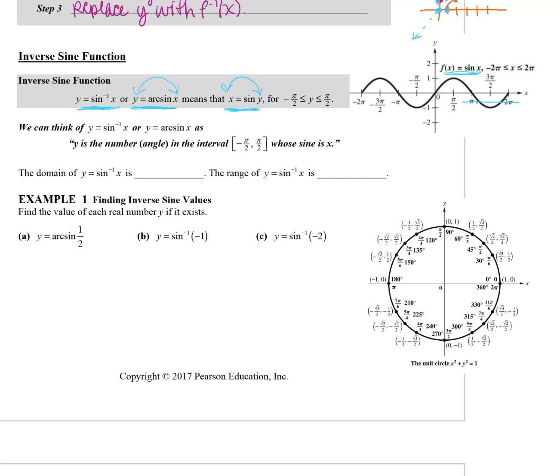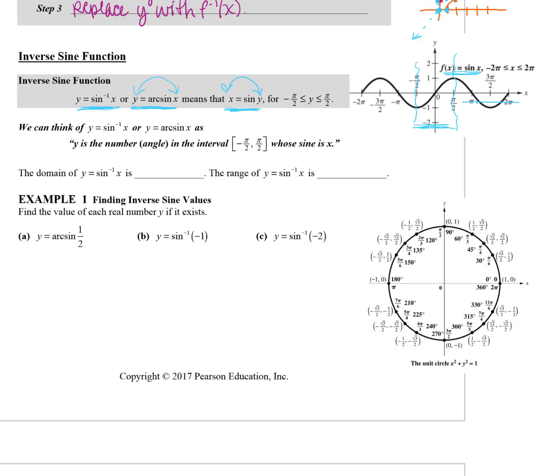What we're going to do is restrict this graph so that just a part of it can be one-to-one. If we take off the part from negative pi over 2 down, and then from pi over 2 up, so just this piece of the graph, does that pass the horizontal line test? Yes, it does. And if we go any further out to the right or to the left, it's not going to pass the horizontal line test.